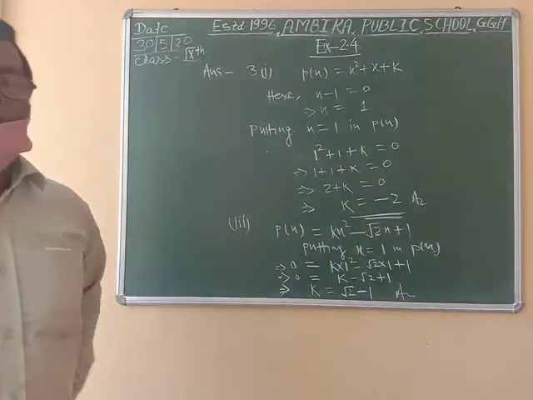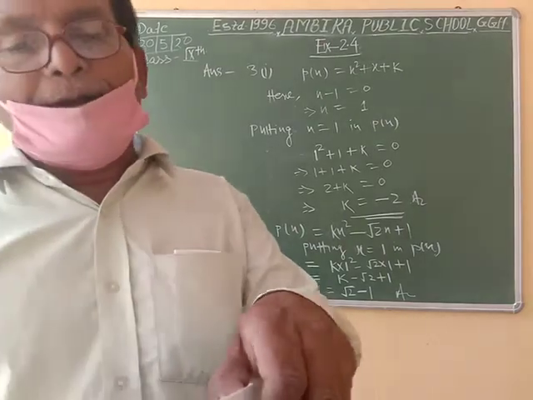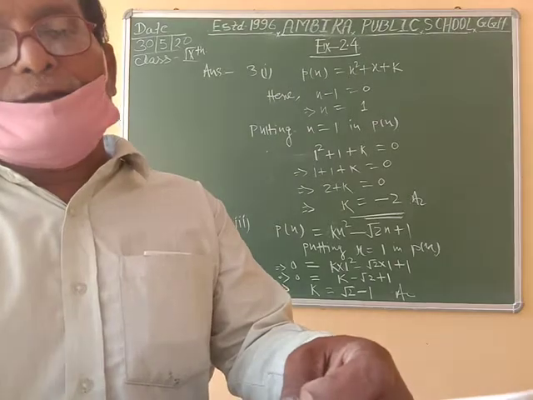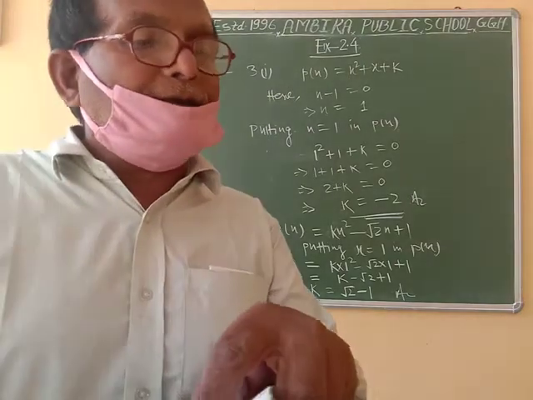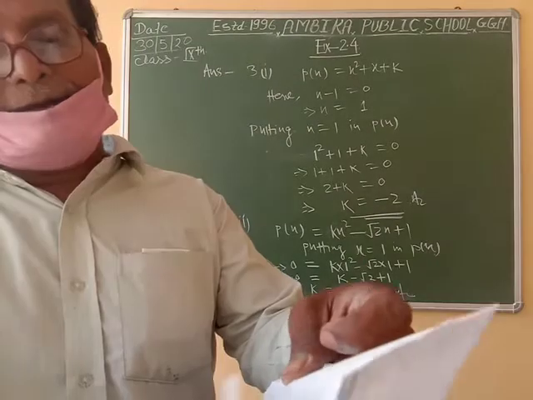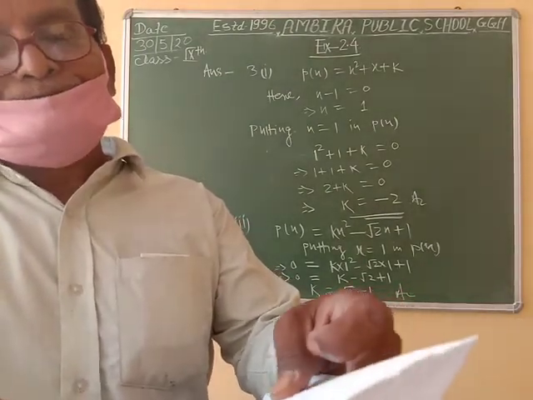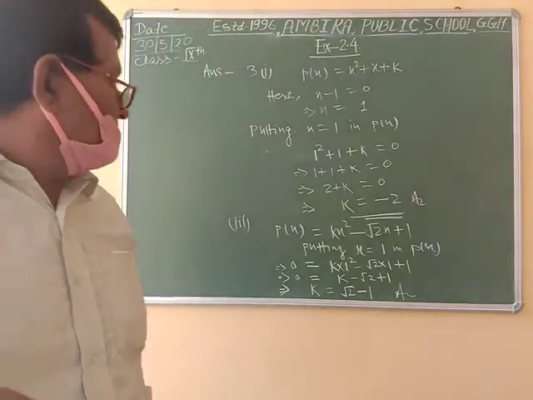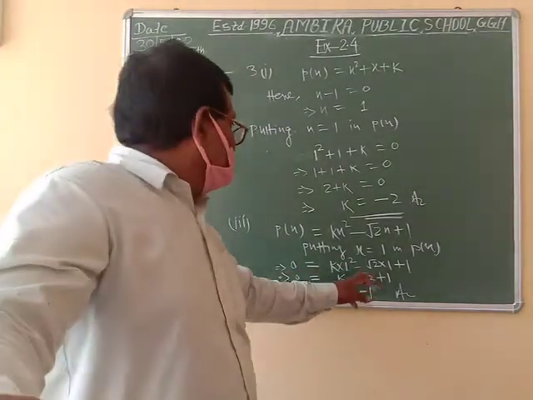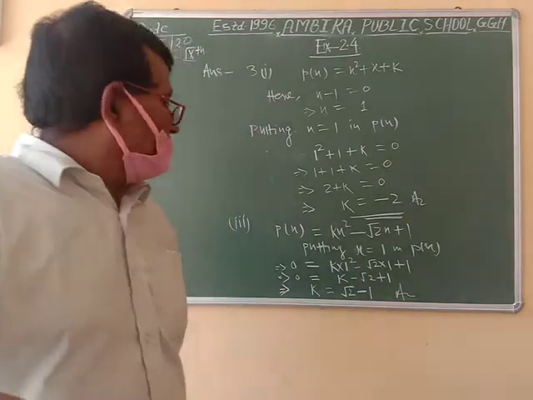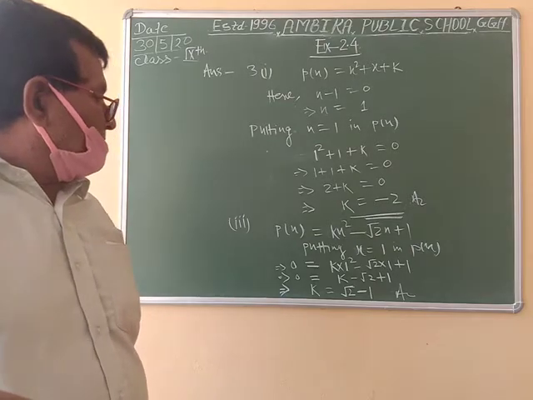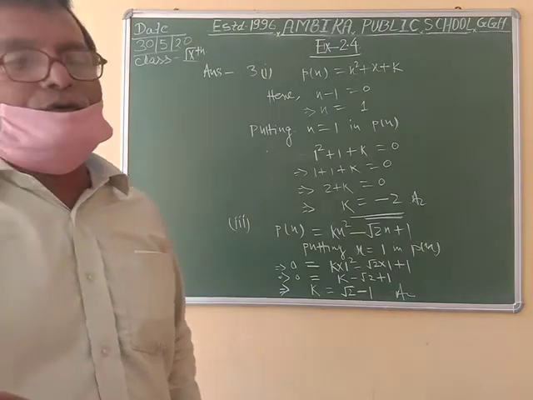We have to find the value of k if x minus 1 is a factor of p(x). So we put x is equal to 1 in p(x). We get 0 equals k into 1 square minus root 2 into 1 plus 1 equals k minus root 2 plus 1, or k is equal to root 2 minus 1.